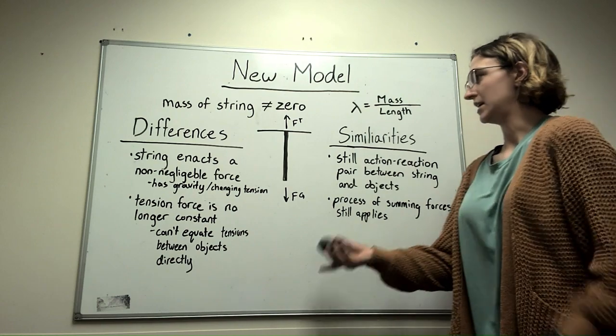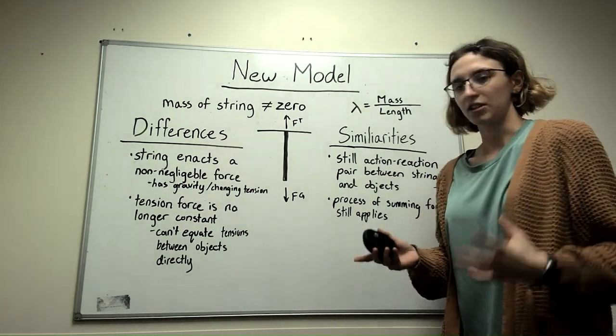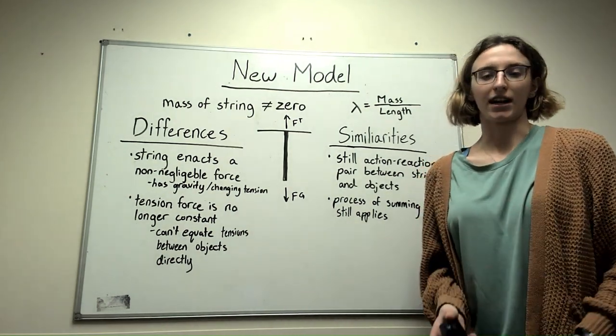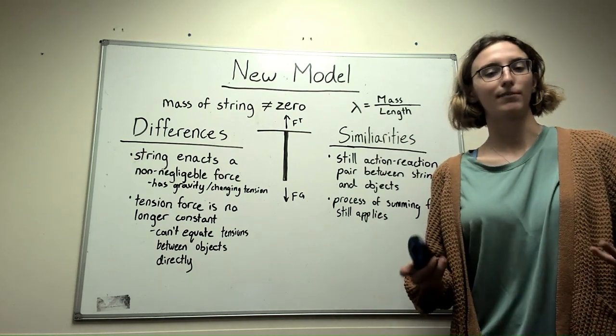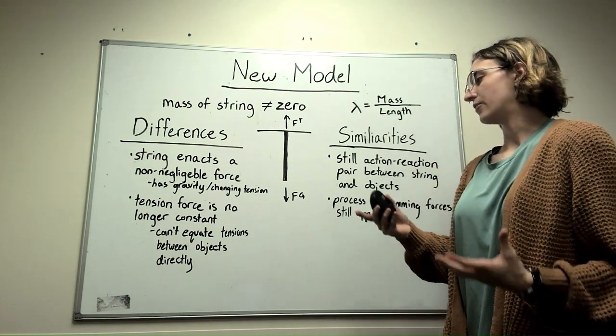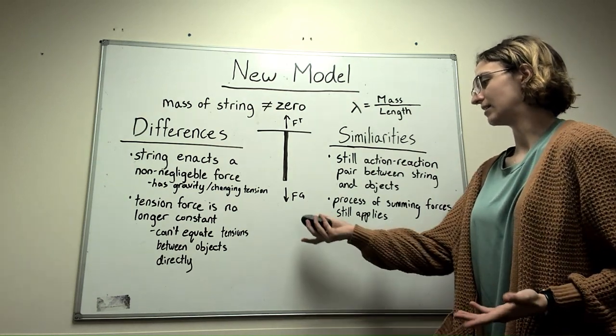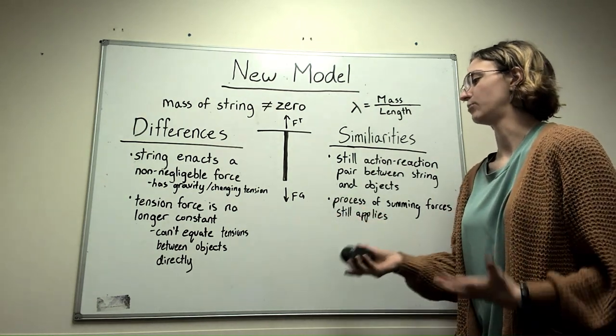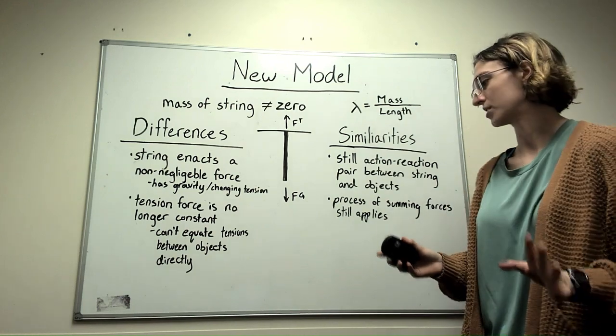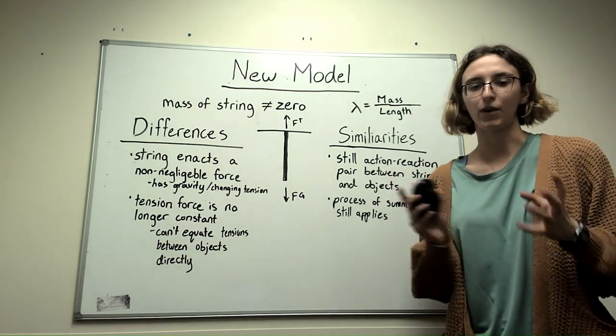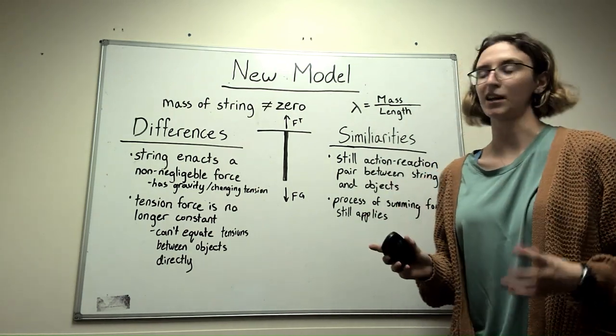But there are some pretty key differences. For example, the string is now going to have a gravitational force because it now has mass, and it's going to have a changing tension within the string. You can see that if we assume that the string has mass, we can no longer assume that the tension force is constant, and thus we can't equate tensions between objects that easily anymore.